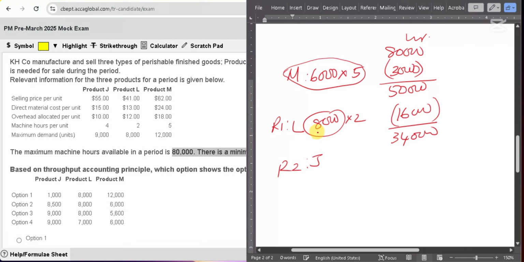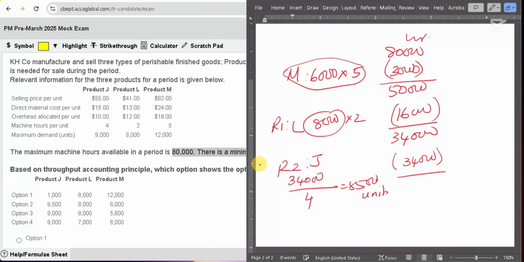J, if you want to make 9,000 units, 4 hours each, 36,000 is required. We don't have 36,000. So let's find out how many units we can make with 34,000 hours. Each takes 4 hours. If you divide it, 34,000 divided by 4 is 8,500. So when you make 8,500 units, this 34,000 is fully finished.